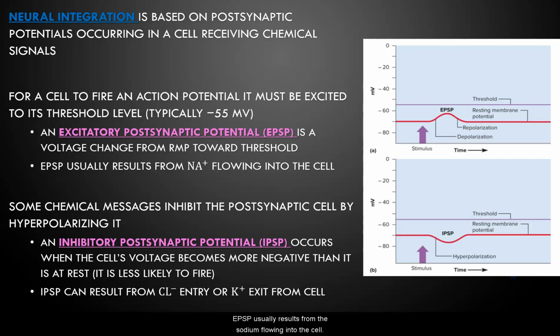An EPSP usually results from sodium flowing into the cell. Some chemical messages that we talked about, like GABA for instance, inhibit that postsynaptic cell by hyperpolarizing it. This is called an inhibitory postsynaptic potential, or an IPSP. That occurs when the cell's voltage becomes more negative than it is at rest, so it will be less likely to fire. It can result from chloride entry or potassium exit from the cell.